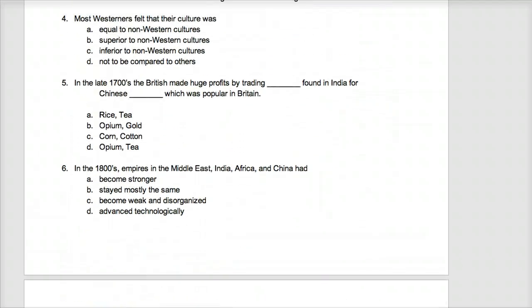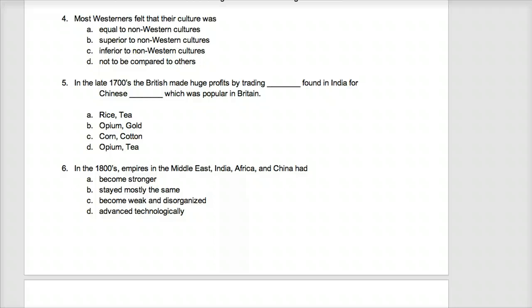Question 5. In the late 1700s, the British made huge profits by trading blank found in India for Chinese blank, which was popular in Britain. A. Rice and tea, B. Opium and gold, C. Corn and cotton, or D. Opium and tea.